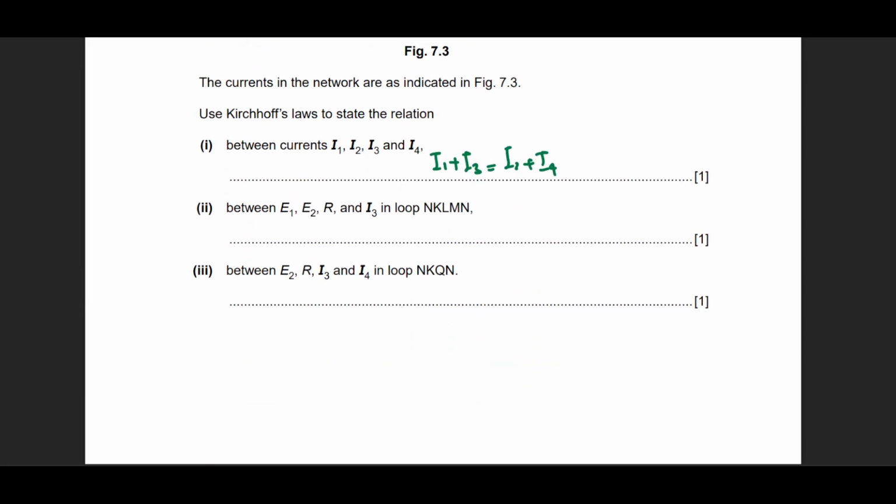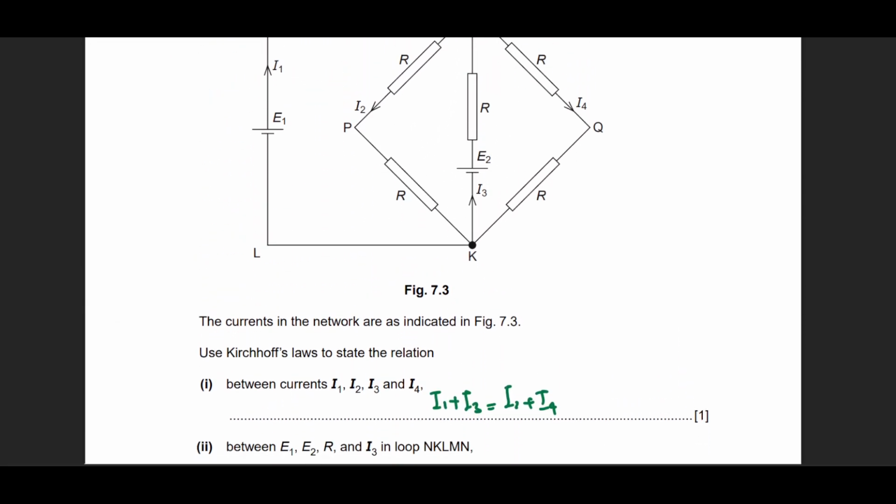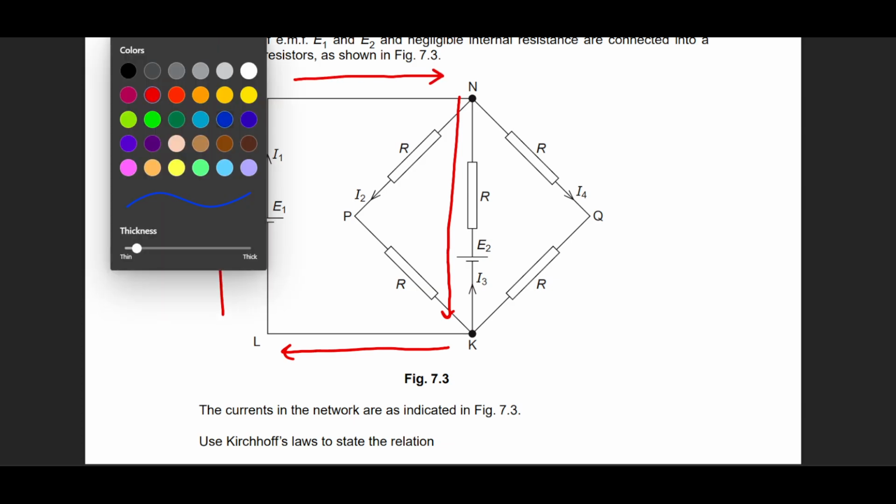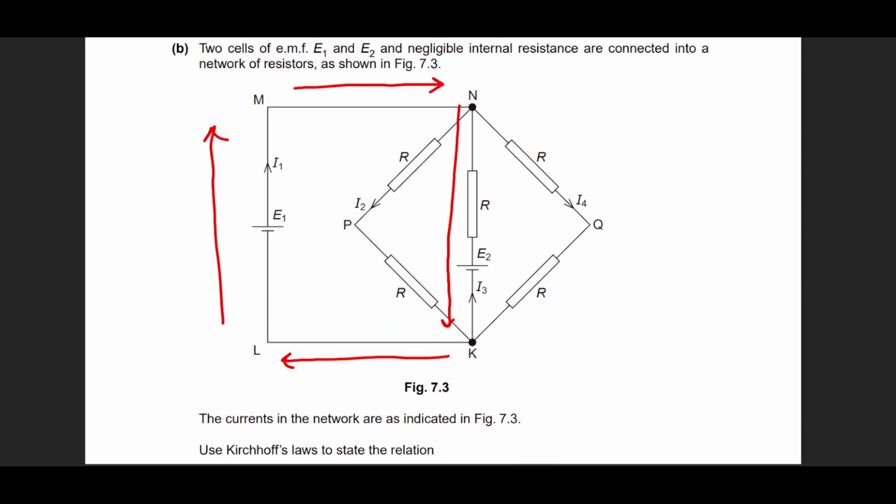Second part, he says NKLMN. So let's make that loop. N, K, L, M, N. So I know the direction of the dominating battery. Okay. I understand that E1 will be dominating because E1 is trying to flow the current in this direction, and E2 is also asking the current to flow in this direction, which gives me the idea that they're both working against each other, right? Okay.